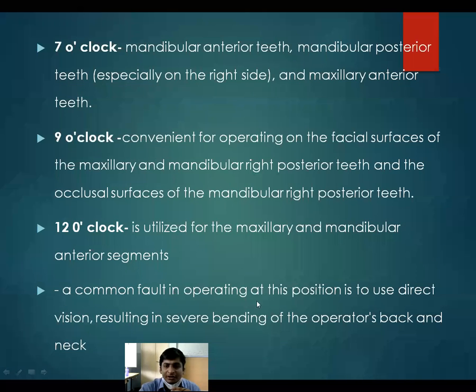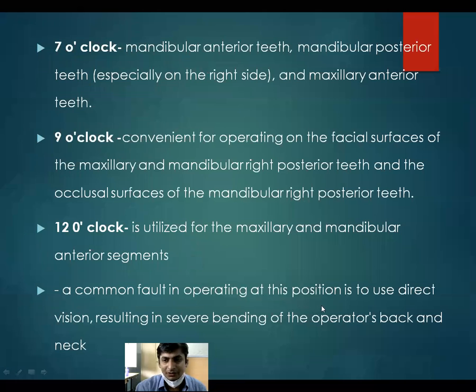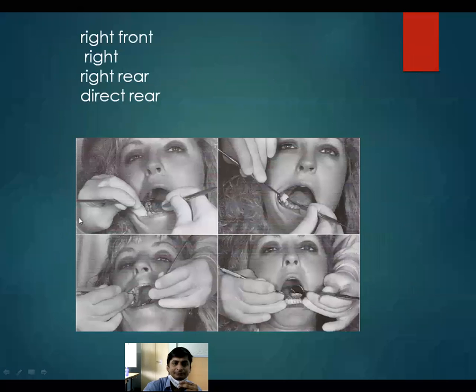A common fault in operating in this position is to use direct vision, resulting in severe bending of the operator's back and neck. So when you are sitting in the 12 o'clock position, most of the time the operator will use direct vision, and that will result in bending of the operator, giving you severe neck and back pain. So these are the positions of your hand while sitting in the different positions.